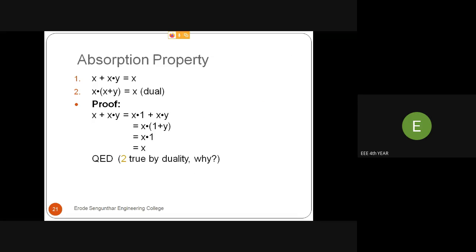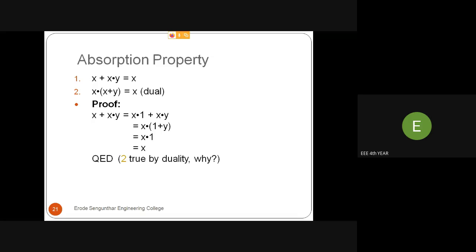Absorption property. In the first example, x plus x into y is equal to x. In the second, x into x plus y is also equal to x. This is the dual principle.